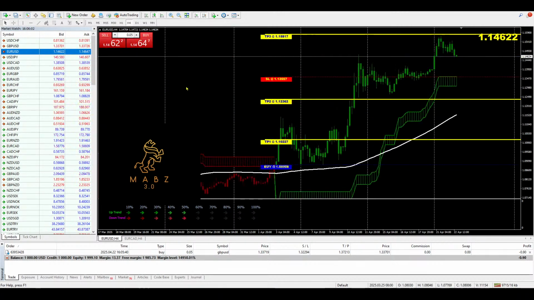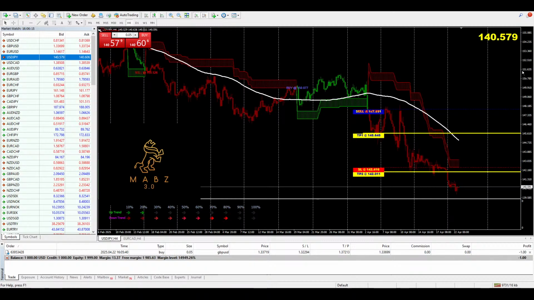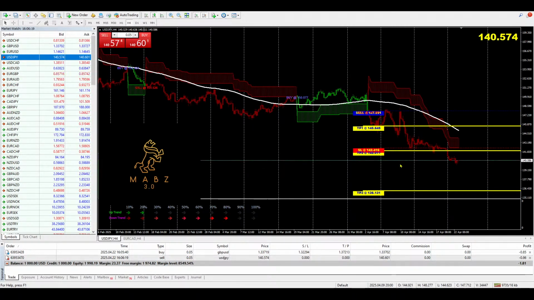Euro USD, let's see what's happening on the H4 chart. Okay, hit TP1, hit TP2, hit TP3. So we're gonna go past that one. USD JPY looks like it's going down. I'm gonna take this one to TP3, guys. So I'm selling USD JPY to TP3, just like that. You feel me?